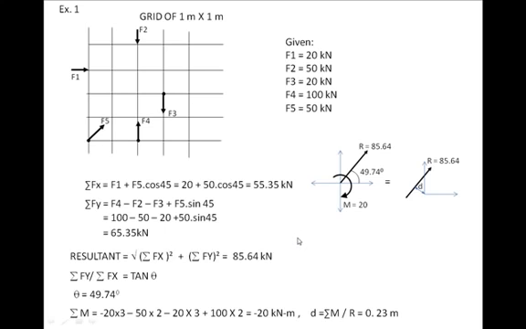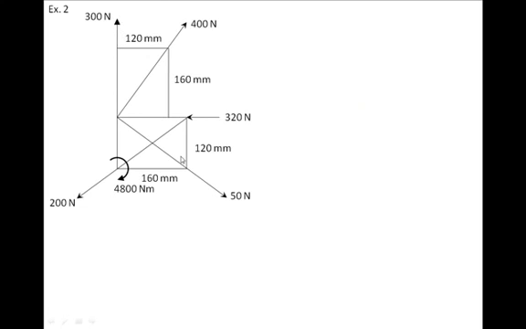Let's take one more example. Let's say you have all kinds of forces here, so 300, 400, 320, 50, 200, with all its magnitude and the location and the inclinations given. All these distances are given, 120, 160. So it is possible to find these angles, like at what inclination is this 400, what inclination is 50, and what inclination is 200. And remember there is a couple here, 4800, and your objective is to find the resultant of 1, 2, 3, 4, 5 forces and a moment. So see how we do it.